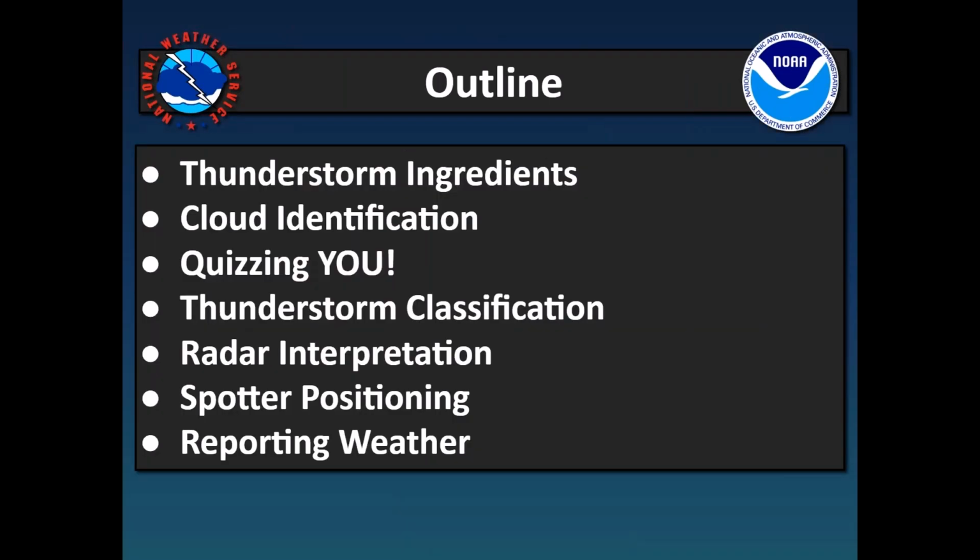We're going to go through several different topics and be kind of quick hitting with them. First one is thunderstorm ingredients, so kind of what do we need for thunderstorms and then severe weather by extension. Cloud identification, so how to ID different clouds. And then we're going to do a quick quiz of you guys. It's a virtual quiz. I'm more of like give you some time to think and then go through each of the examples. Then we're going to do thunderstorm classification and then quickly go into some radar interpretation.